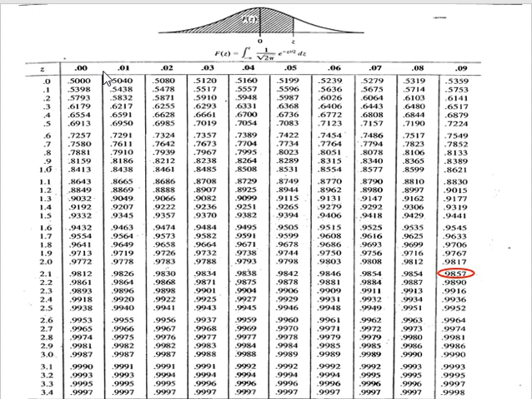Got it? If the cumulative frequency is 0.95 or more, accept. Okay. Clear?